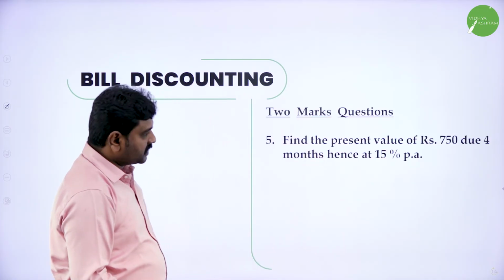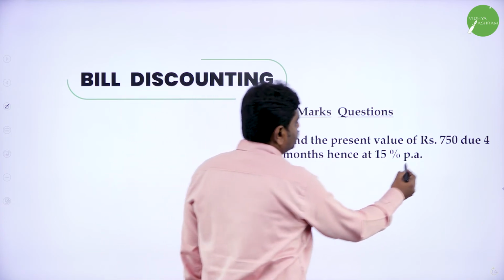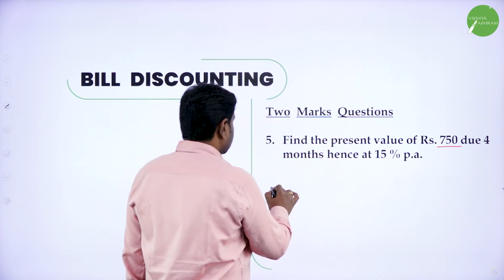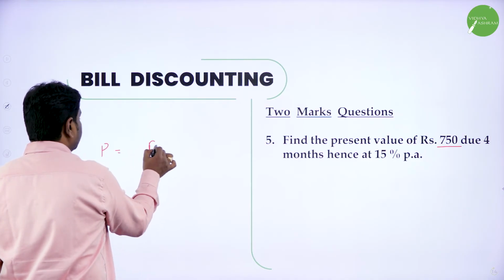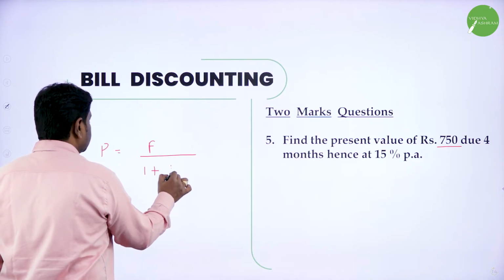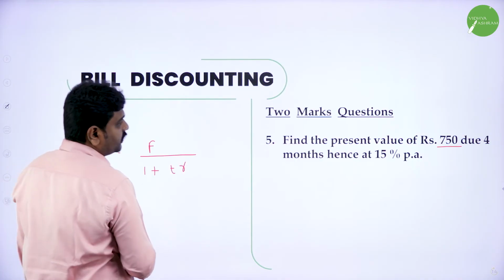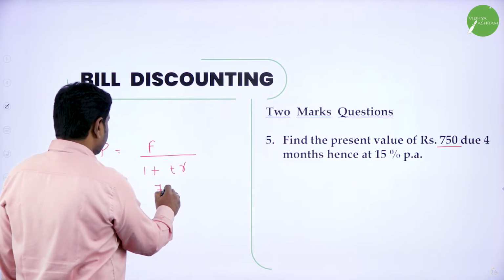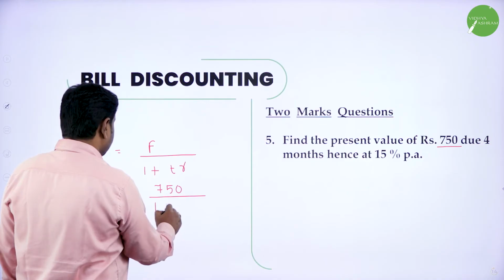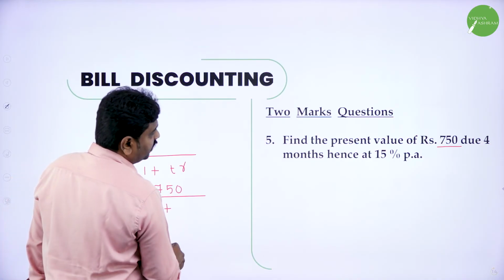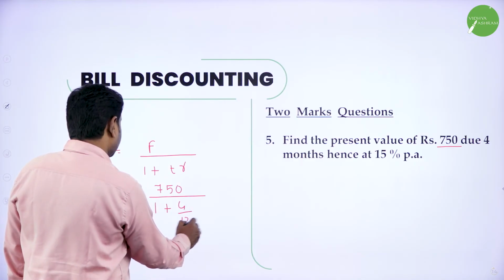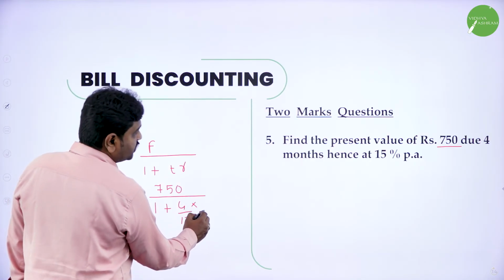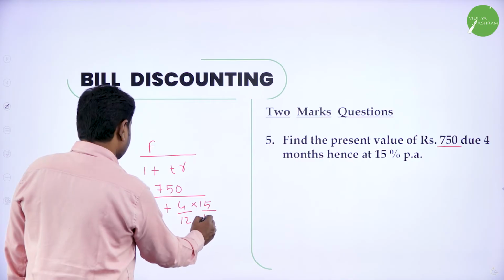Then find the present value for rupees 750. So you know they give the face value. Present value is what? F divided by 1 plus T into R. What is the face value? They give rupees 750. 1 plus what is the time period? Time period is what? 4 months. 4 by 12 into rate of interest, which is 15%.